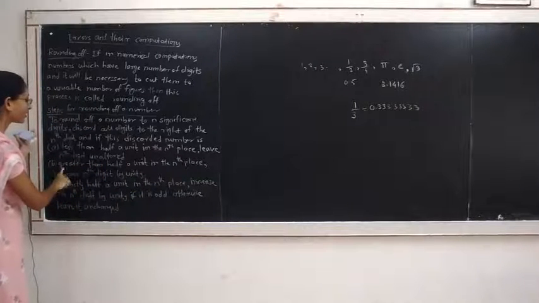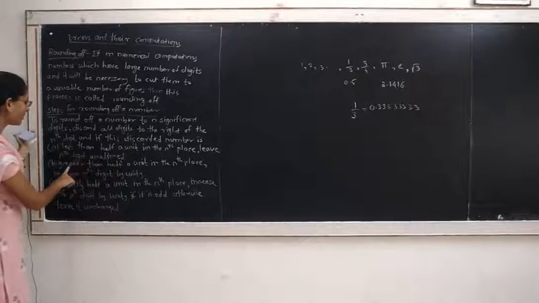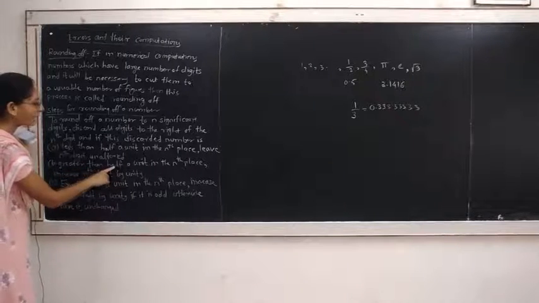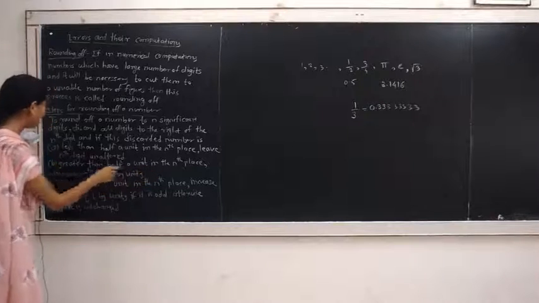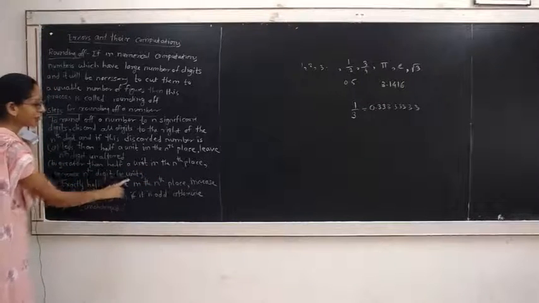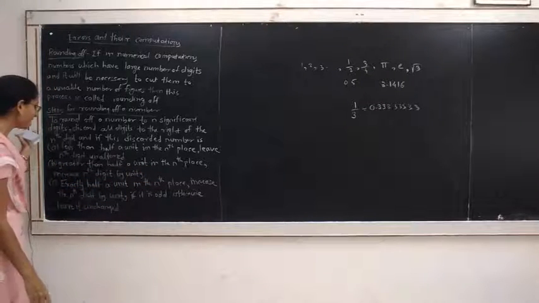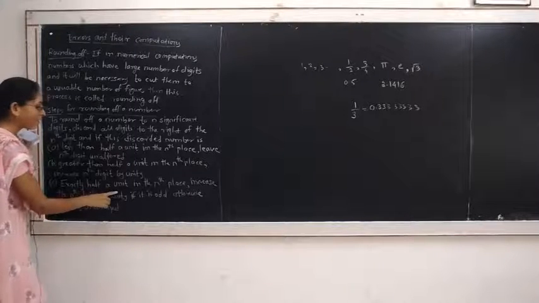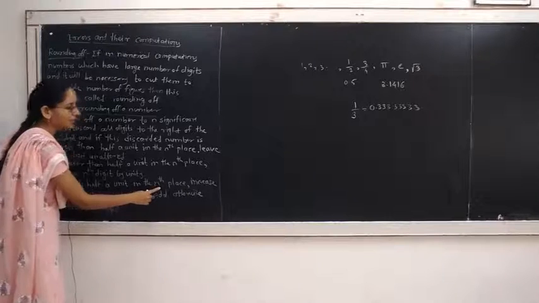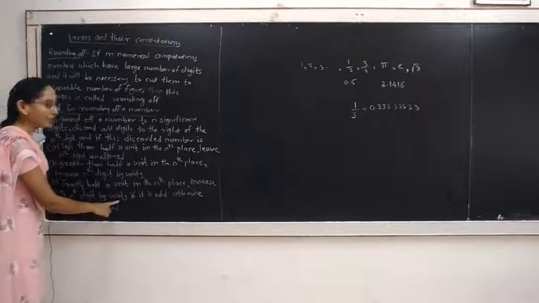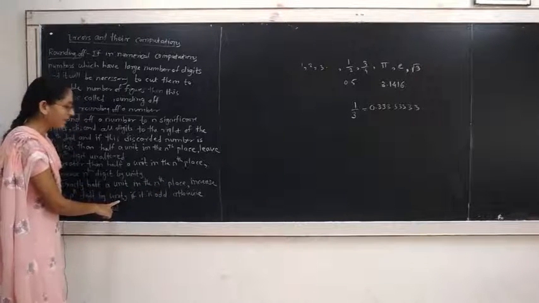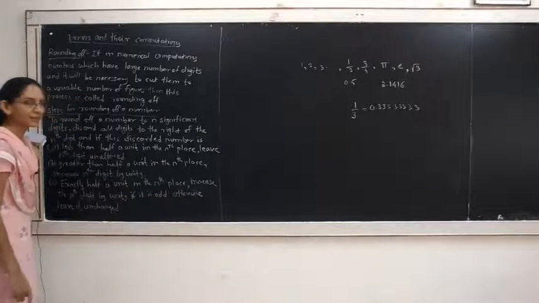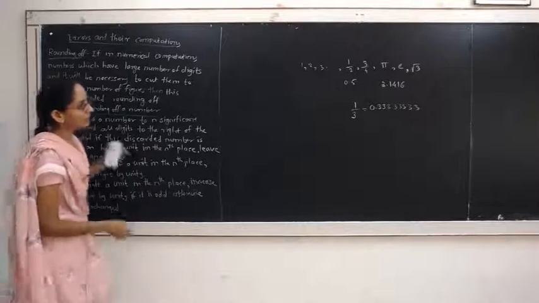Second case, if the discarded number is greater than half a unit in the nth place, then increase the nth digit by unity. And in the last case, if the discarded number is exactly half a unit in the nth place, then increase the nth digit by unity only if it is odd, otherwise leave the nth digit unchanged.